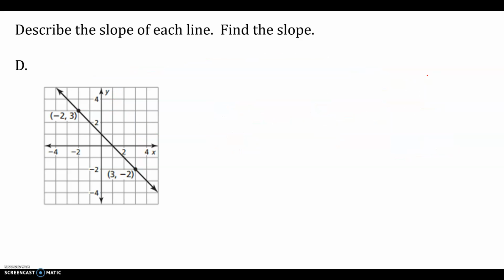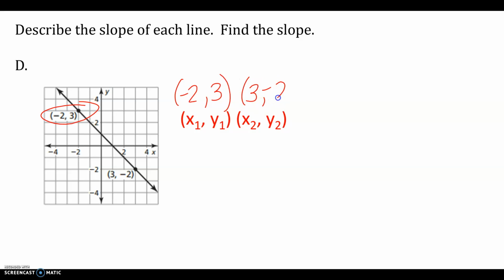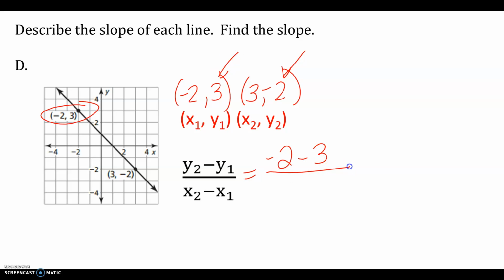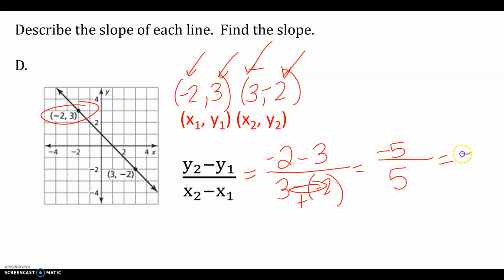Let's do the same problem again. Let's use this one first. -2, 3, and then 3, -2. Formula, plug them in. We got -2 minus 3, all divided by 3 minus a -2, equals, well, that's a -5 divided by, negative, negative becomes positive, so positive 5. Oh, look, -1 over 1.